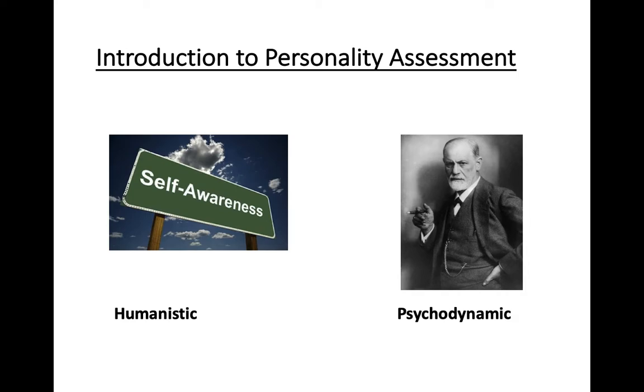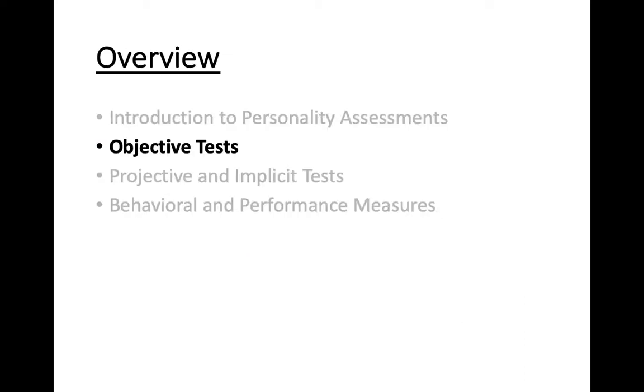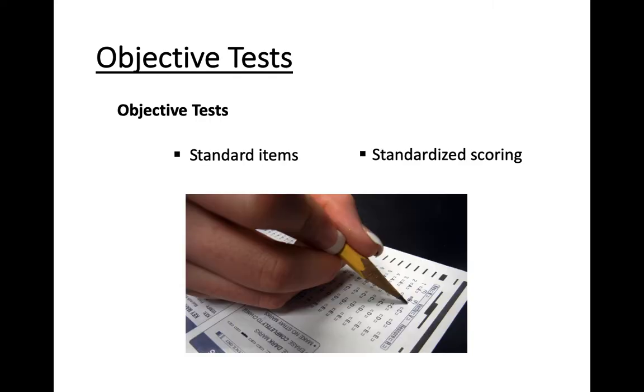So I'm going to review objective tests that follow the humanistic approach, as well as projective tests that follow the psychodynamic approach. We're going to start with objective tests. Objective tests are actually the most common approach to assessing personality. They involve administering a set of questions that have standard answers. So for example, there might be true or false questions, or respondents are asked to read an item and then indicate the extent to which they agree or disagree with that statement about themselves.